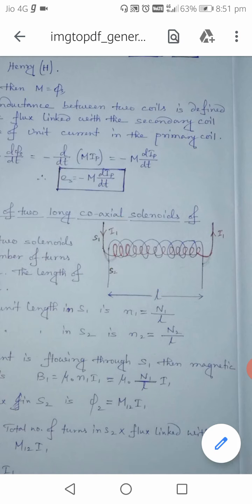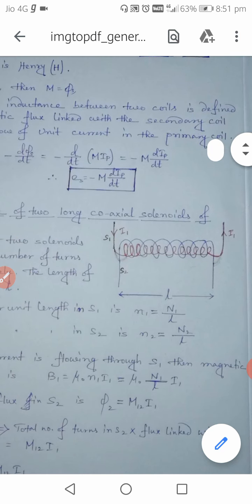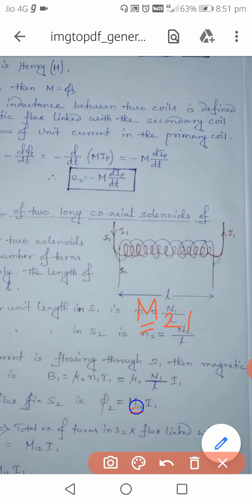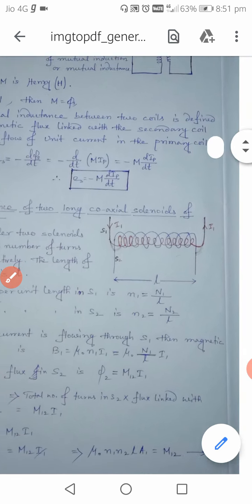So one by one we will do. What we are finding here is a relation between the mutual inductance of the first coil, S1, and the mutual inductance of the second coil. Here you will get two terms. M12 is the mutual inductance of S1 with respect to S2. Another is M21, the mutual inductance of S2 with respect to S1. We are trying to show that these two are equal. To prove that, let us start from here.